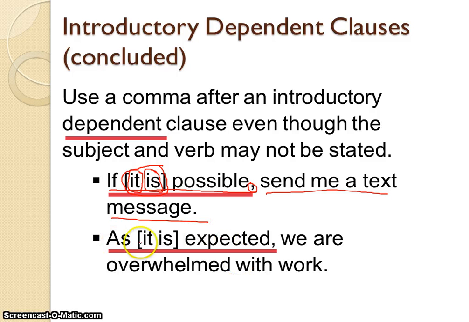Okay, as expected, here's our subject, it, and our verb is. And this is a dependent clause. And then we are overwhelmed with work. This is an independent clause. It can stand on its own. So here we're going to separate it with a comma. Okay, terminal dependent clauses are at the end.